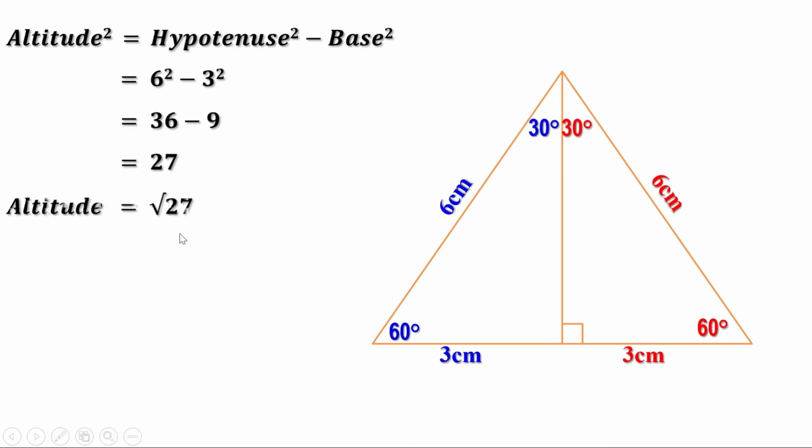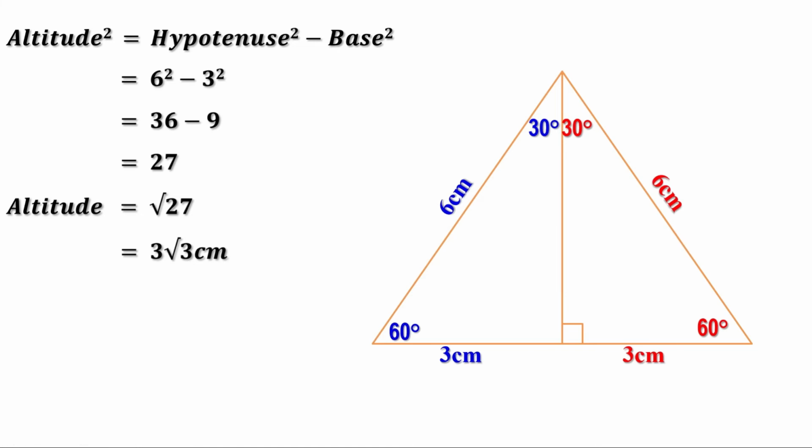Therefore altitude equal to root of 27. And we know 27 is 3 into 3 into 3. Therefore root of 27 equal to root of 3 into 3 into 3. For 2 3's we can take 1 3 outside and we will get altitude as 3 root 3 centimeters. That is, when the base is 3 centimeter, altitude is 3 root 3 centimeters and hypotenuse is 6 centimeters. That is, altitude is root 3 times base and hypotenuse is 2 times base.